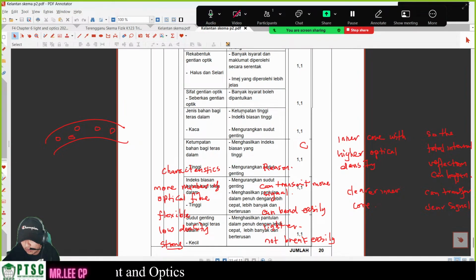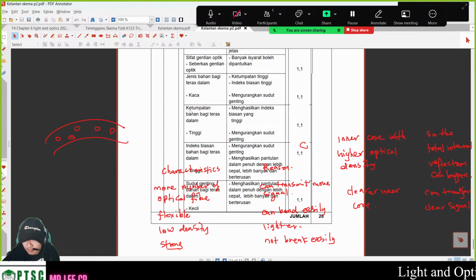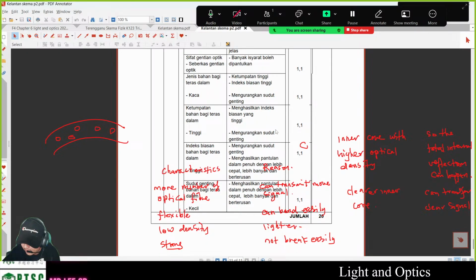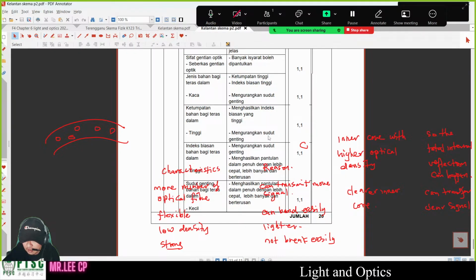So high density, inner core with higher optical density. So I write it to here. Ketumpatan bahan bagi teras dalam tinggi. So I write it to here. Okay, so menghasilkan indeks biasan yang tinggi, mengurangkan sudut genting.